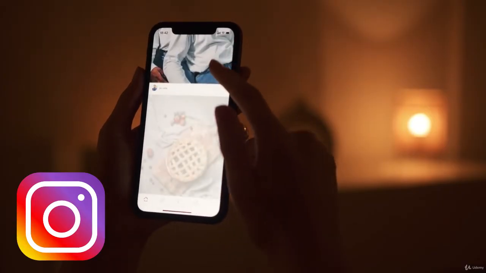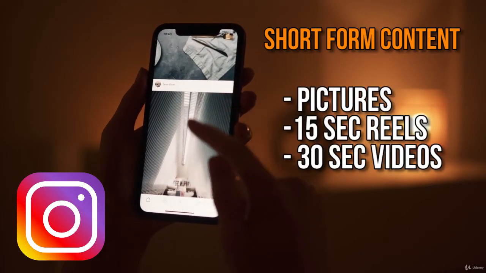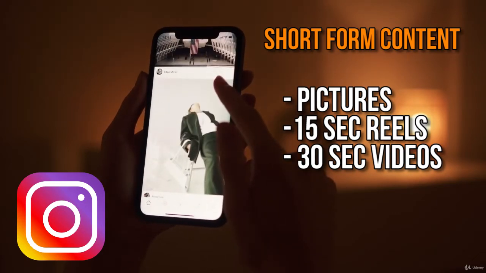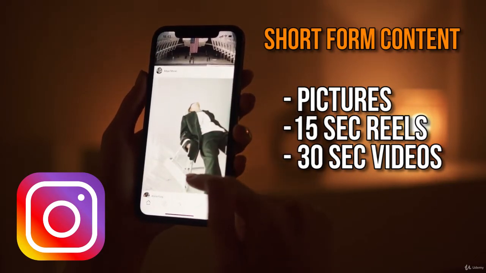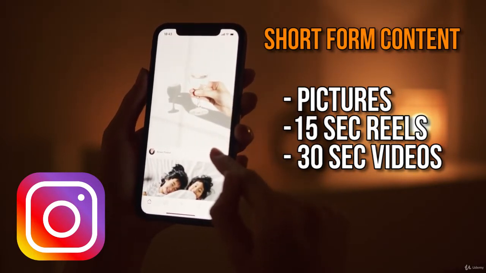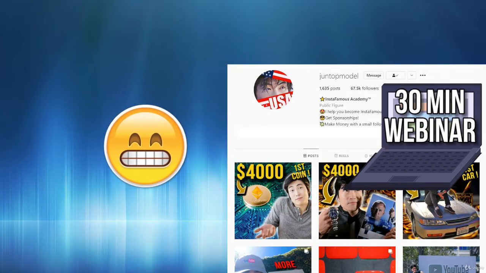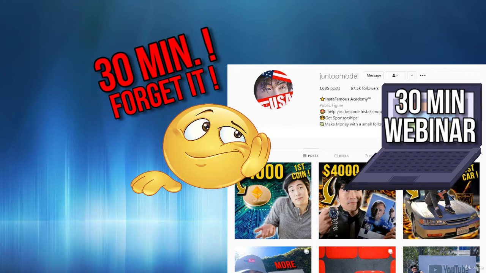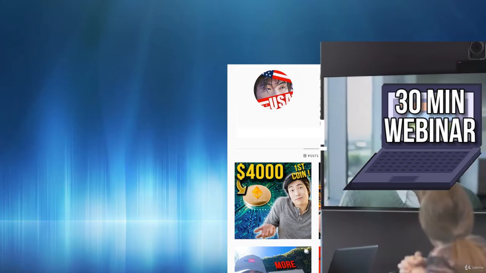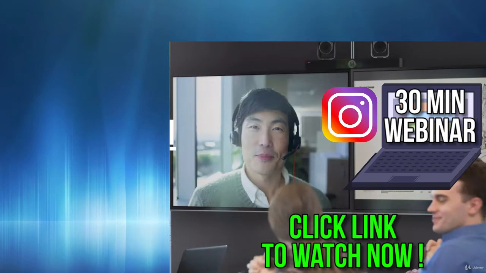Instagram is a platform for short-form content. People are used to consuming quick content, liking a picture, watching a 15-second reel, or watching a 30-second video. Anything longer, and people's attention will drift and they will quickly skip to something else. That's the key, short-form content. People who have stumbled upon your profile may be interested in what you are offering, but they have no patience to consume your webinar. I did an experiment. I told people that I was doing a 30-minute webinar about Instagram growth and told people to click the link in my bio to register.